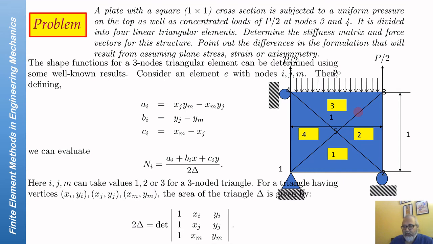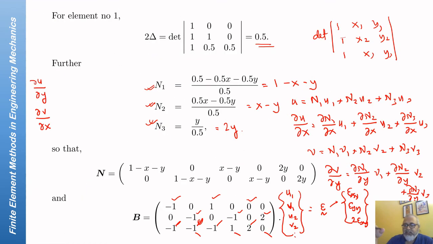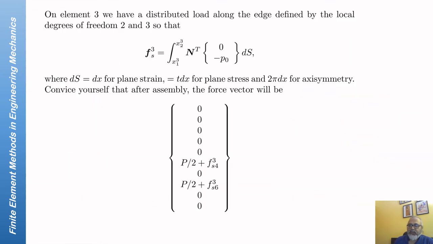So when you assemble the loads, you first formulate the load vector for element number 3. All other load vectors from element numbers 1, 2 and 4 are 0. Then you assemble the loads, and when you do that, this is what you should get. You should have something in degree of freedom 6, you have something in degree of freedom 8, and everything else should be 0.